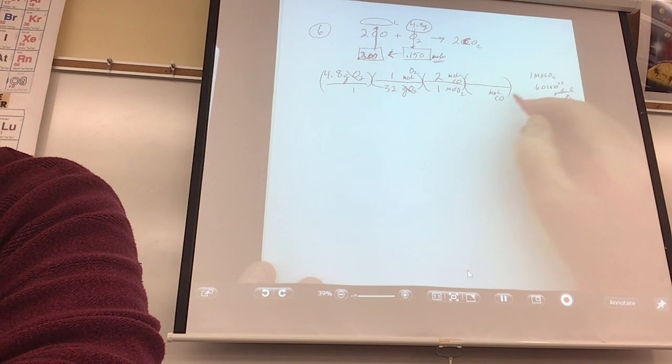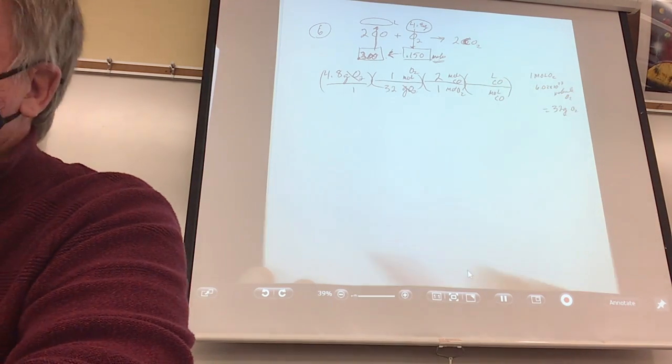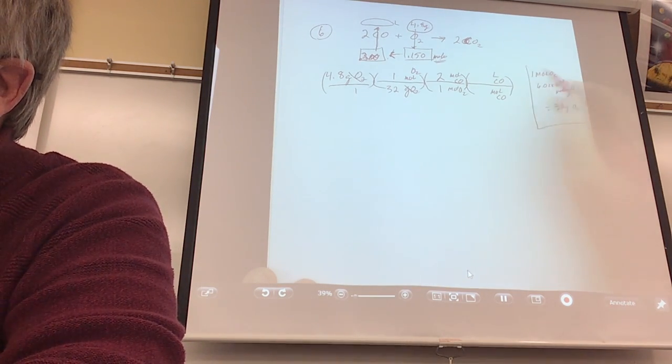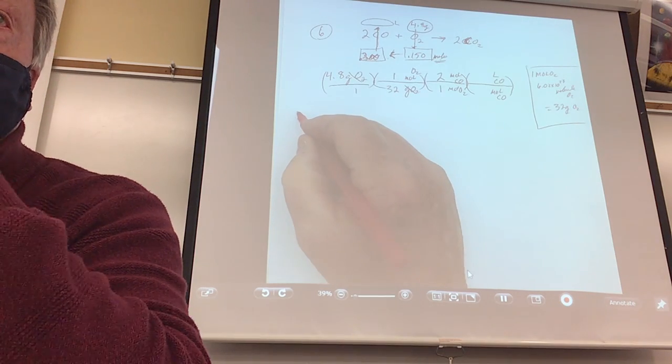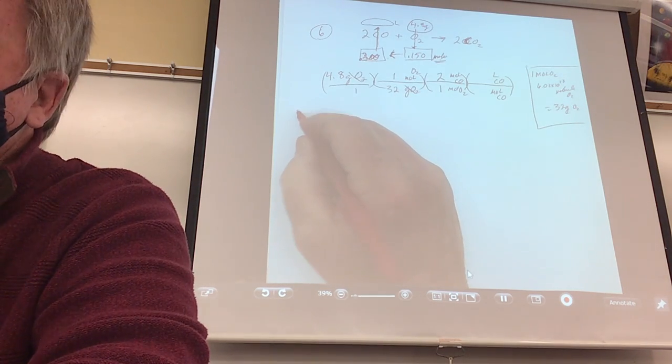Moles of carbon monoxide. Liters of... whoa, man, that's something new, isn't it? So watch, I'm going to show you how to do this, all right? Watch your hair. Let's do the mole concept for carbon monoxide.